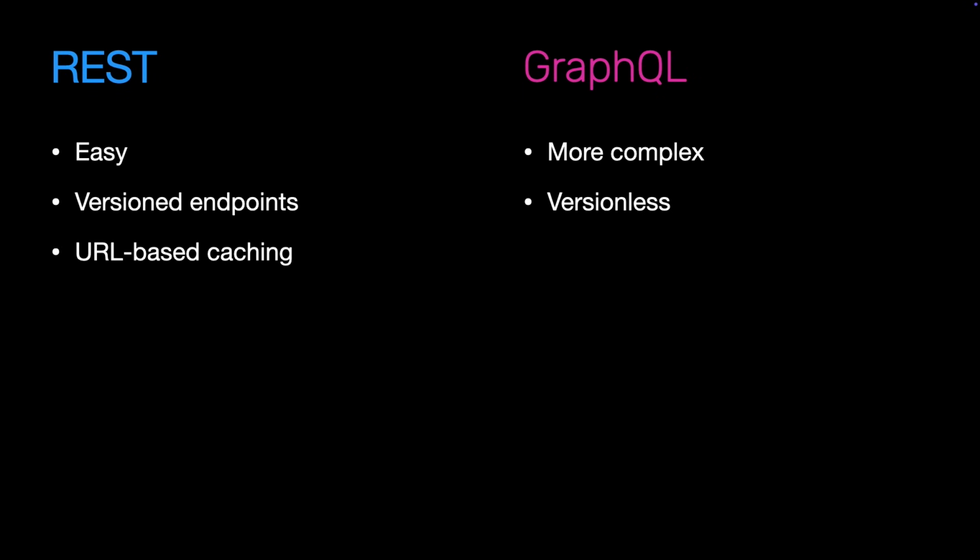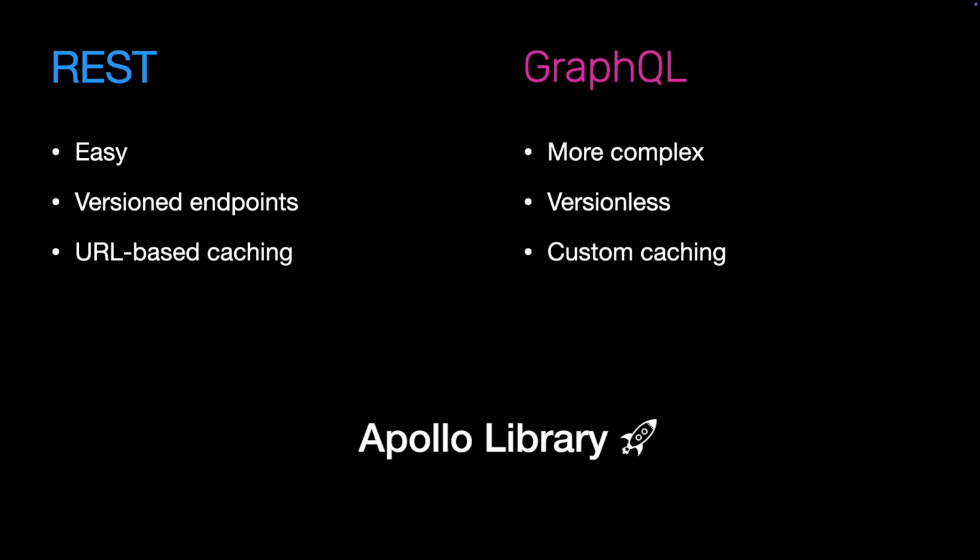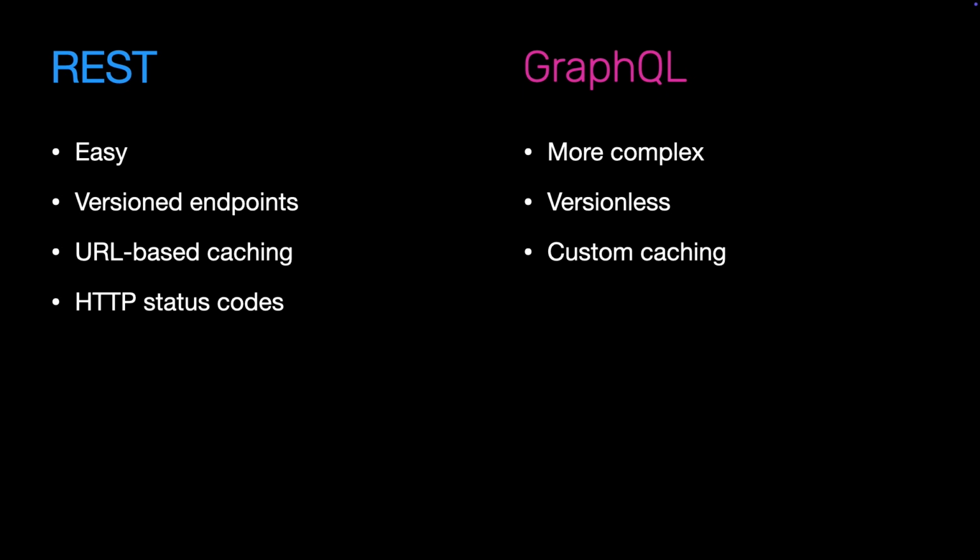REST has simple URL-based caching that works out of the box. GraphQL caching is trickier because every query is unique, even though it goes through the same endpoint. You need smarter, client-side libraries like Apollo that can cache the individual pieces of data and stitch them together for different queries. Error handling in REST usually uses HTTP status codes, so a 404 or 500 tells you something went wrong. With GraphQL, you usually get a 200 status even if there is an error, because the errors are included right in the JSON response.